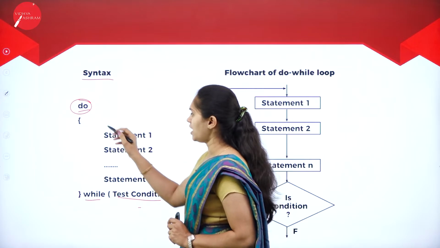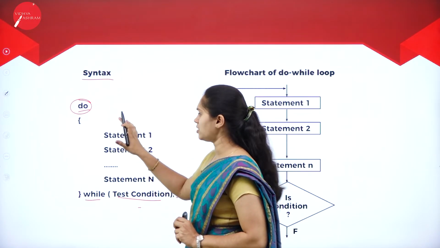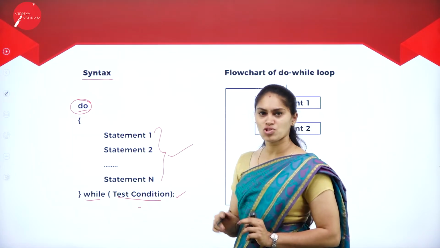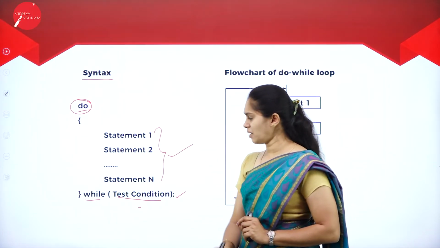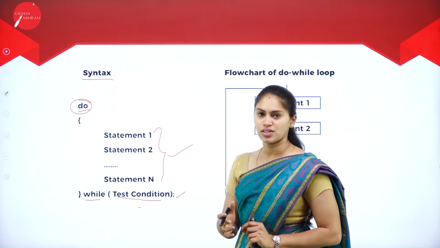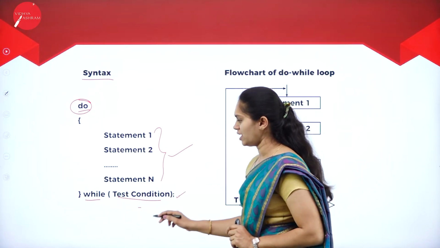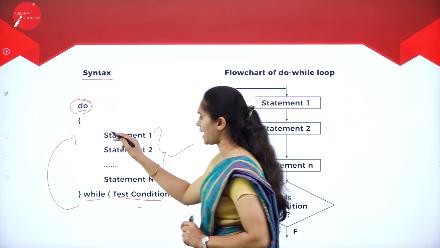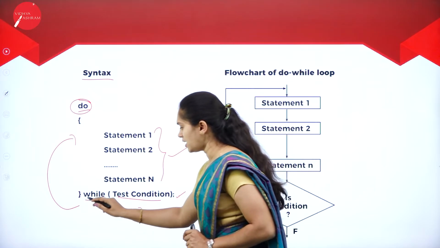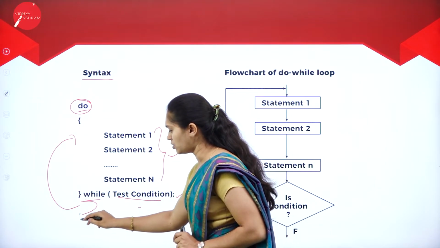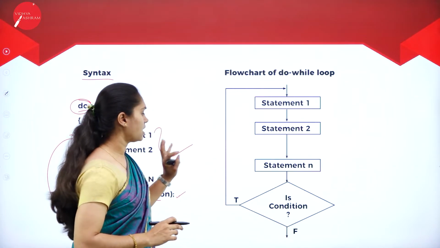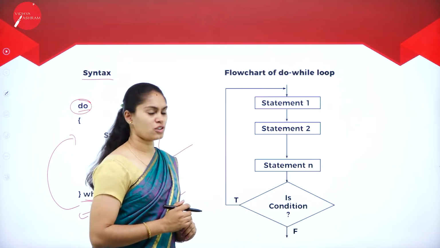Okay, so do, and initially it will not check for any condition, it will just allow the execution of the statements one time. Then it will come to the while and check the test condition. If the condition is true, then only it will allow the execution of the set of statements again. If the condition becomes false, then it won't go further, it will come to the next line of the program. Okay, this is the syntax, and here you can see the flowchart of do while.